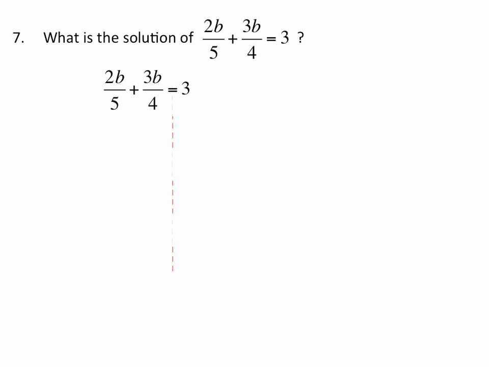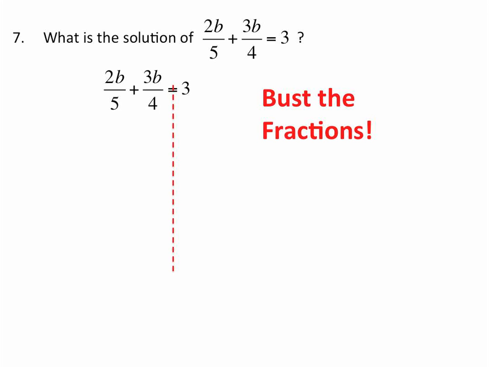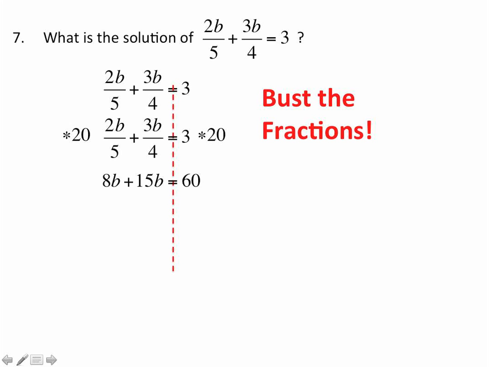Okay, so I'm a bust the fraction kind of guy. So if I got to get rid of a 5 and a 4, I'm going to multiply the whole problem by 20, any common multiple of those denominators. All right, and you try to do the smallest one. It'll keep your numbers small. All right, so 20 times 2 is 40, divided by 5 is 8, so 8b. 20 times 3 is 60, divided by 4 is 15b. And then I'd have 60 over here on the right.